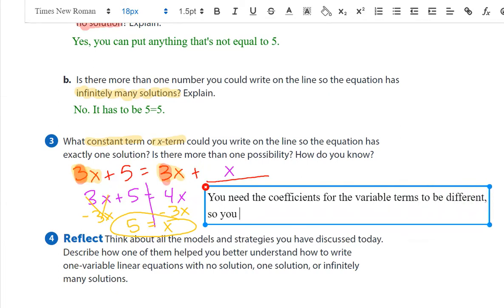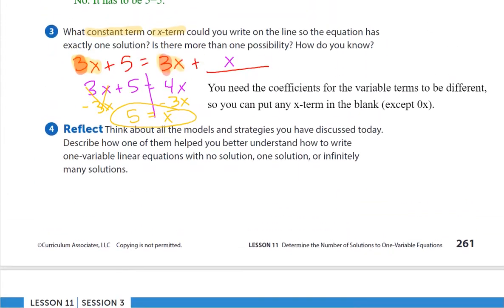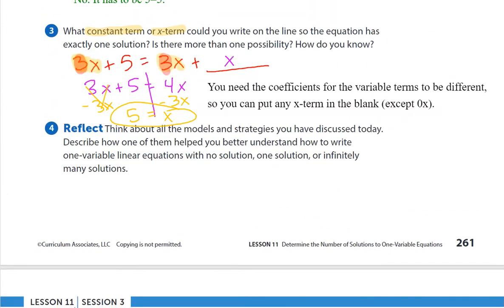So you can put any x term in the blank, except for 0x. That'd be cheating. Don't put 0x, because that's nothing. 0x is just putting nothing there. Okay, and then the reflect is for you to do. Think of all the things we talked about today, and did any of them help you better understand how to write one variable linear equations with either no solution, one solution, or infinitely many solutions? Go ahead and pause, come back to me, and we'll do 3 practice problems together.